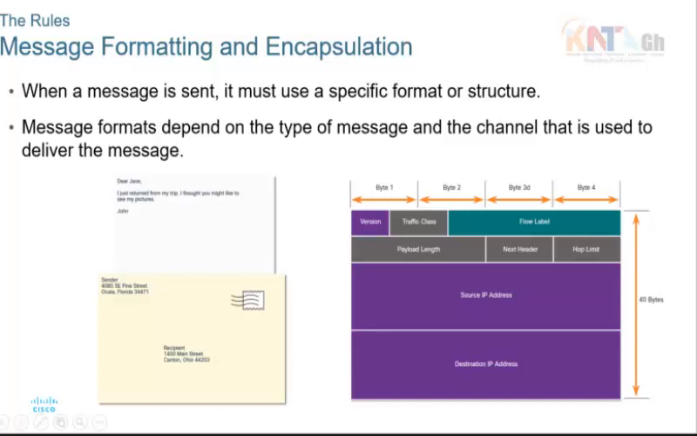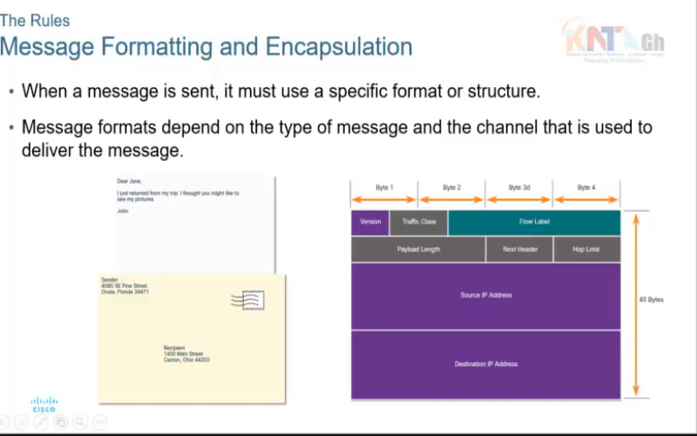So when you look at this, here you have the source address and the destination address, just like you have on the envelope, so that the computer that is sending or the transmission will know who is sending and who is receiving, and so that it is sent to the right destination. And then you have payload length, next header, hop limit, flow label, traffic class, and version. All these are also information that is kept to aid data transmission.